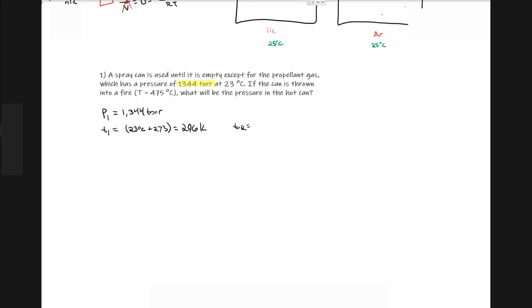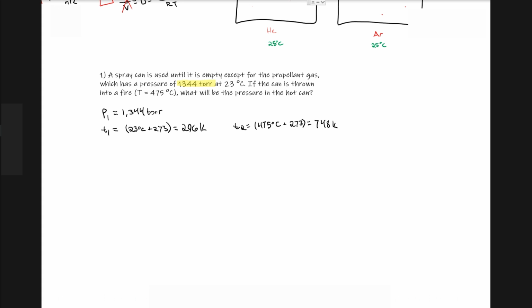Temperature 2 equals 475 degrees Celsius plus 273. So I'm going to plug that into my calculator. 475 plus 273, I get 748 degrees Kelvin. Okay, what will be the pressure in the hot can? So it looks like that's everything that we know. Let's go ahead and think what version of the equation might work here.